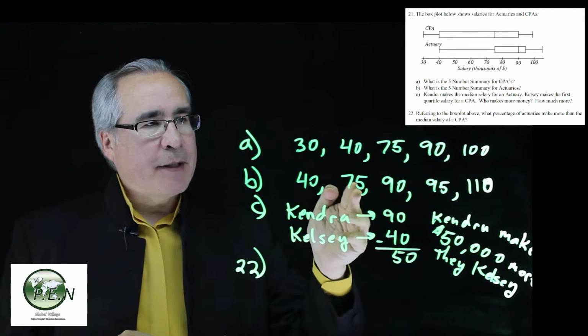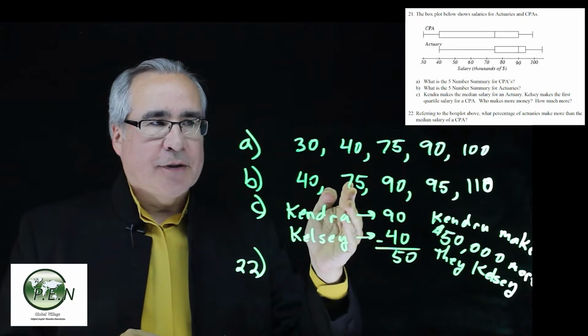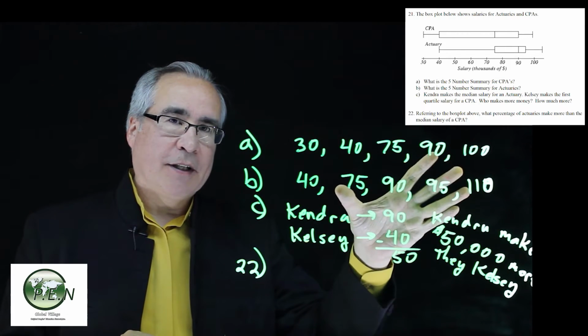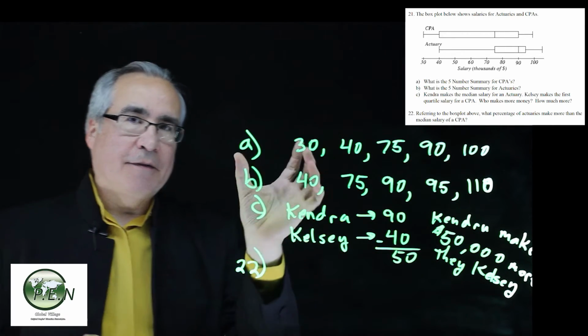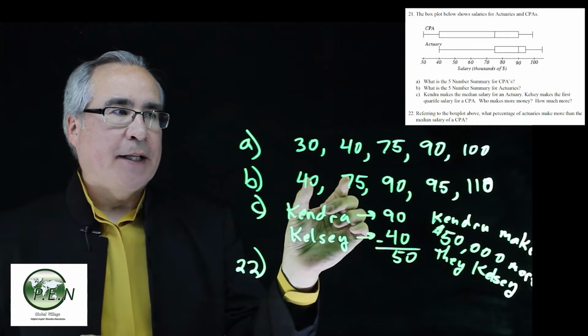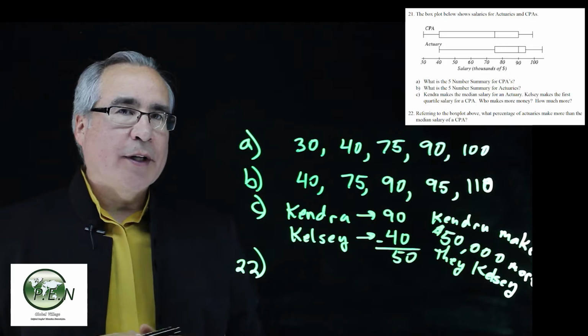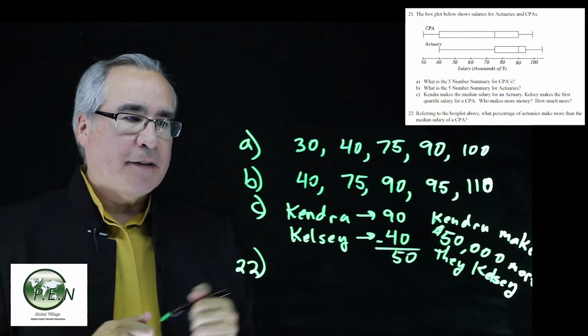Well, 75 matches up. That's the first quartile. So there's 25% below that amount, leaving 75% above. So you see how these divide, each of these 5-number summary divides the data up into 25% segments.